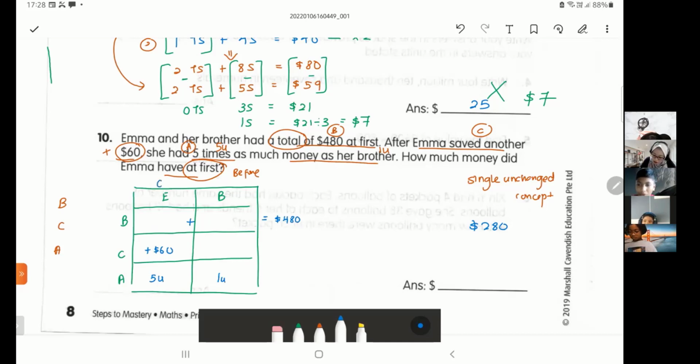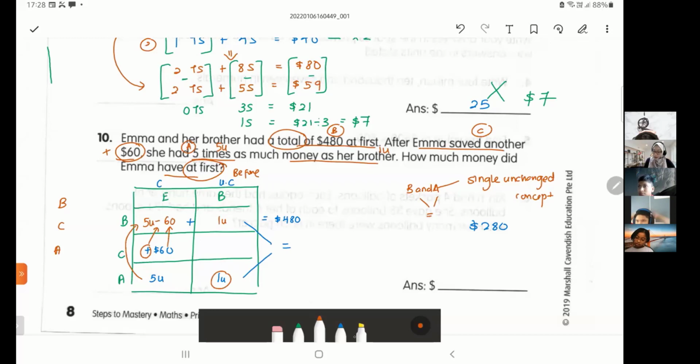She changed, this is unchanged, all right? Which means this one remains the same. The brother before and after is the same. Single unchanged concept means the before and after is the same for that one person. This is 1 unit. This is also 1 unit. All right. Now, the issue is, what is this blank? You bring it up. 5 units go up. Then this one, you bring it up, becomes minus. This one, you bring up, remains as 60.